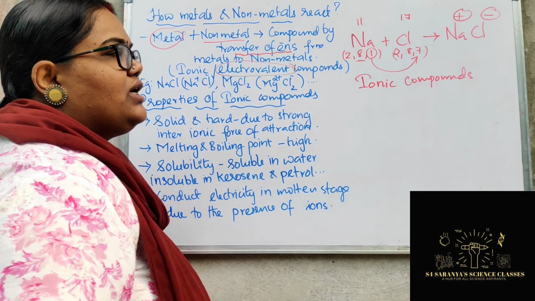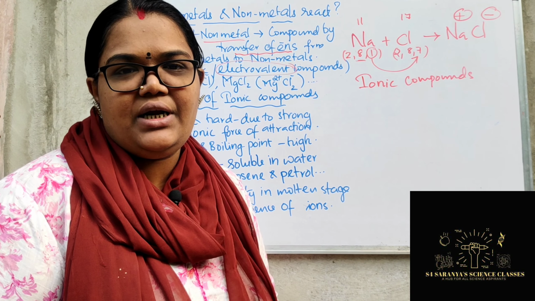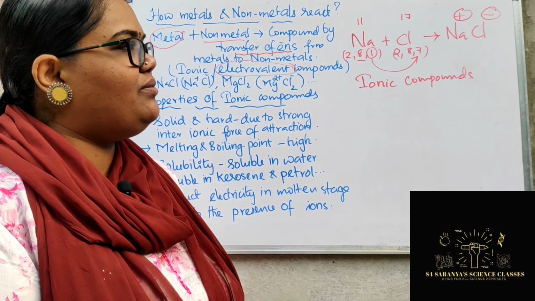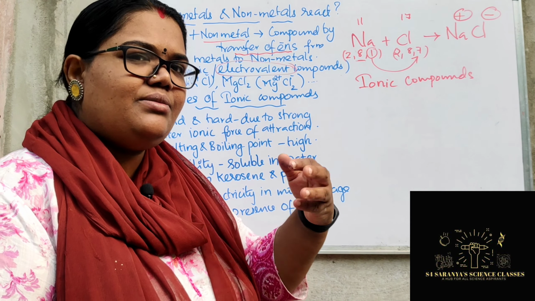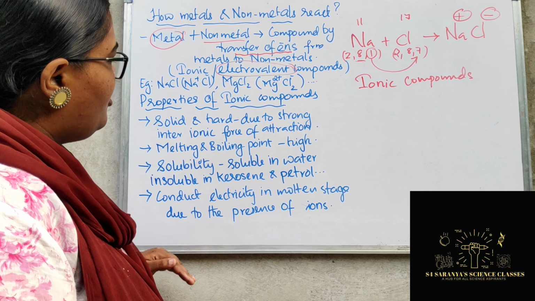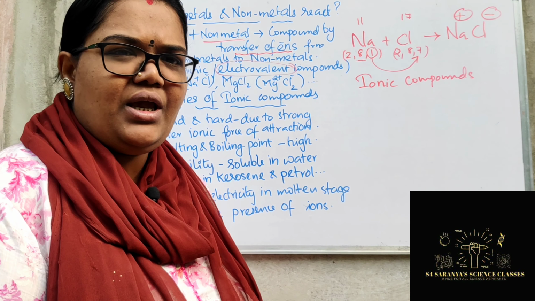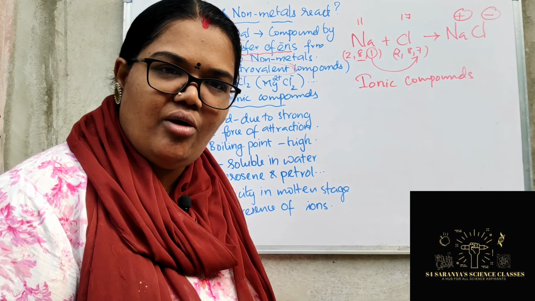Now we said that these compounds are there. Do they have any special properties? Obviously, since it's a combination of metal and non-metal, they will have some unique properties. What are they? We are going to discuss the unique properties. Very important topic, mostly asked in the board exam. What are the properties of ionic compounds?